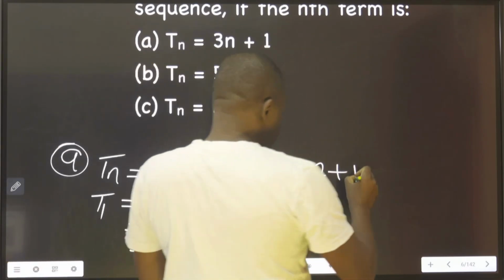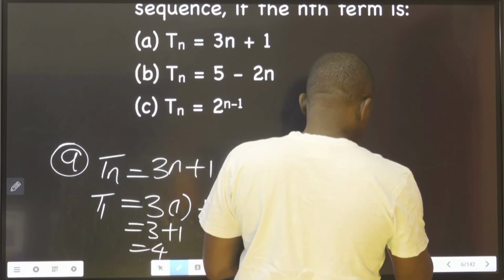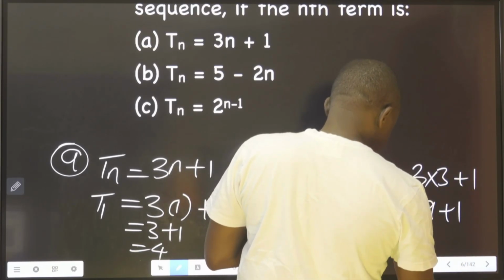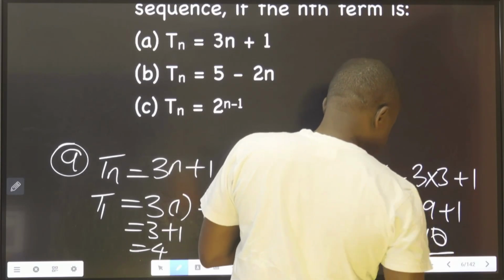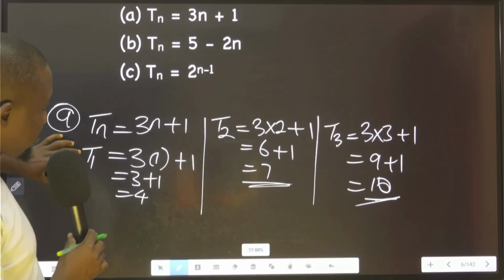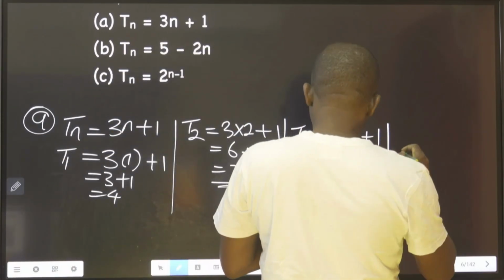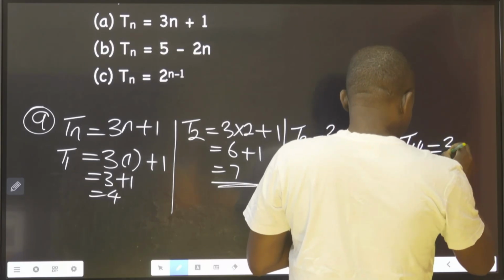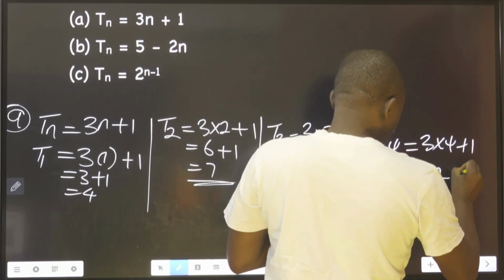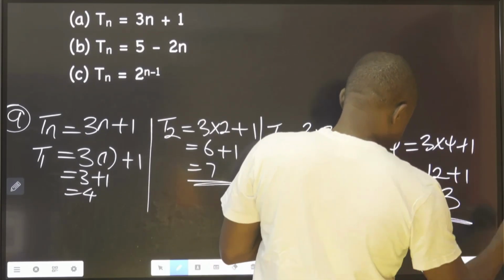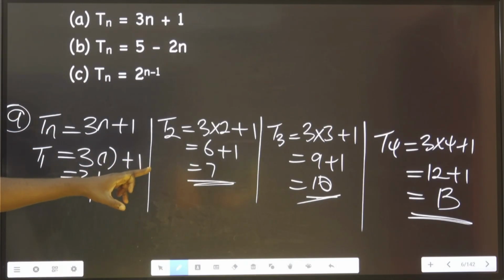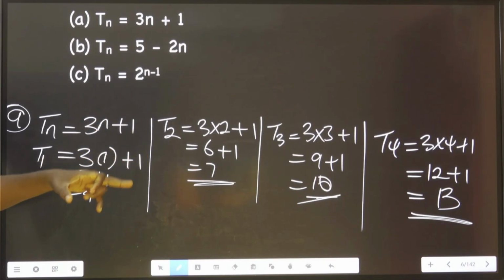Let's go for the third one. That is 3 multiplied by 3 plus 1. 9 plus 1 equals to 10. Finally, we go for the fourth one, which is equals to 3 multiplied by 4 plus 1 equals to 12 plus 1 equals to 13. Okay? 4, 7, 10, 13.